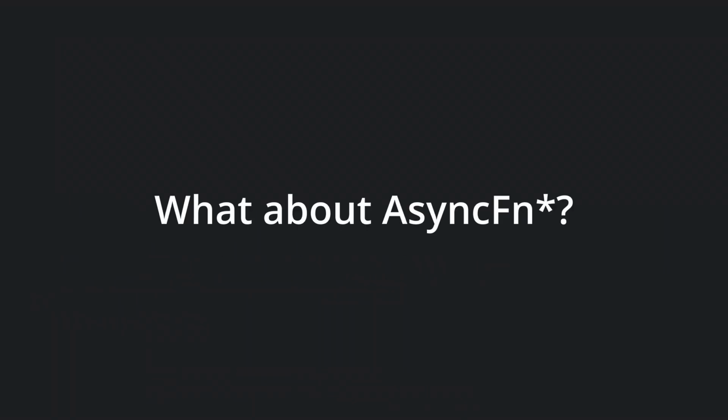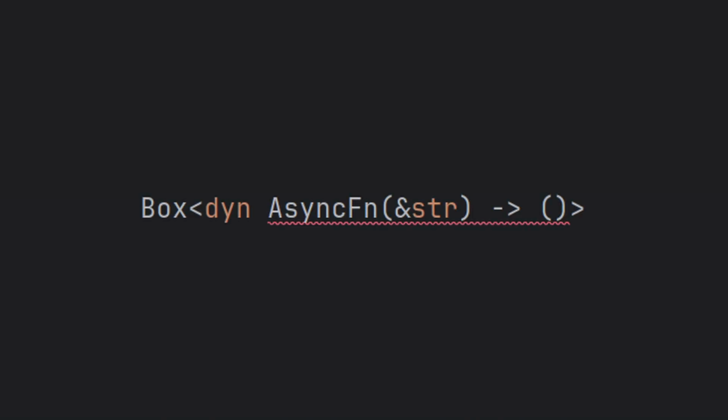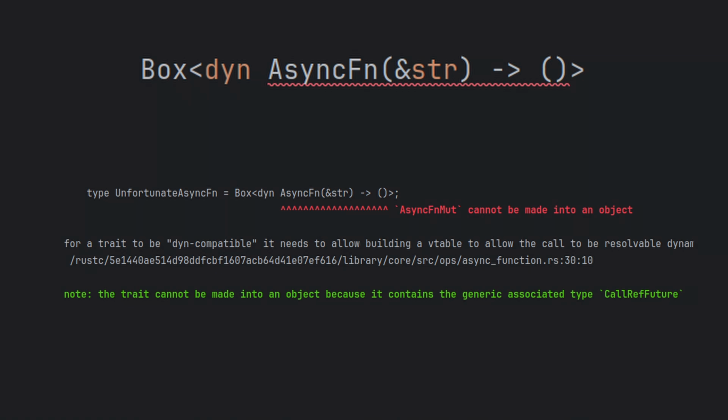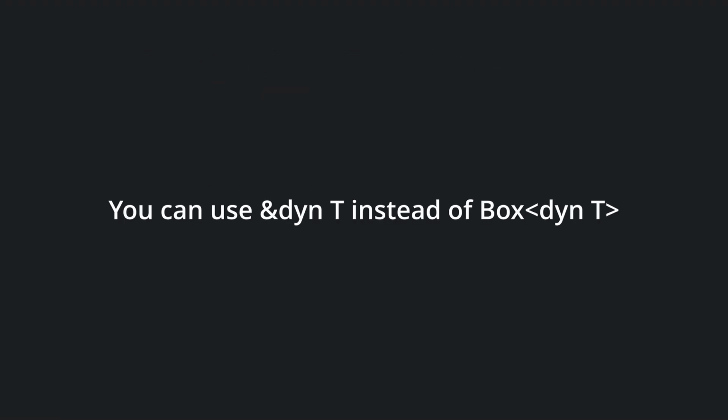You may be wondering, what about the newly stabilized async Fn traits? The short answer is, they aren't dyn compatible. This means we have no way of dynamically dispatching to them, since the return future must be a sized associated type of the closure. Finally, you can also use dynamic references instead of boxed closures.